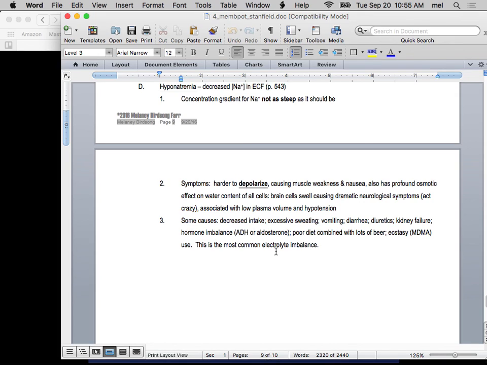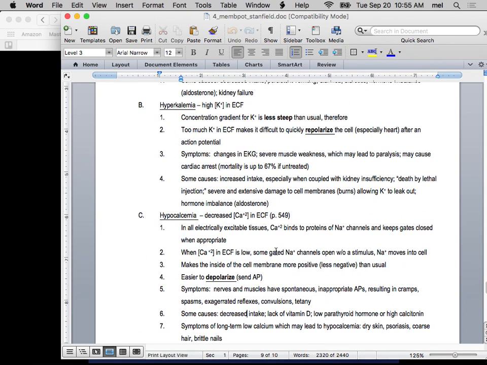Okay, so this is the most common electrolyte imbalance, which is hyponatremia. Now, because all of these hypos are associated with loss of fluid, you have to be very, very careful with your children when they lose fluids. You have to replace their fluids and their electrolytes.